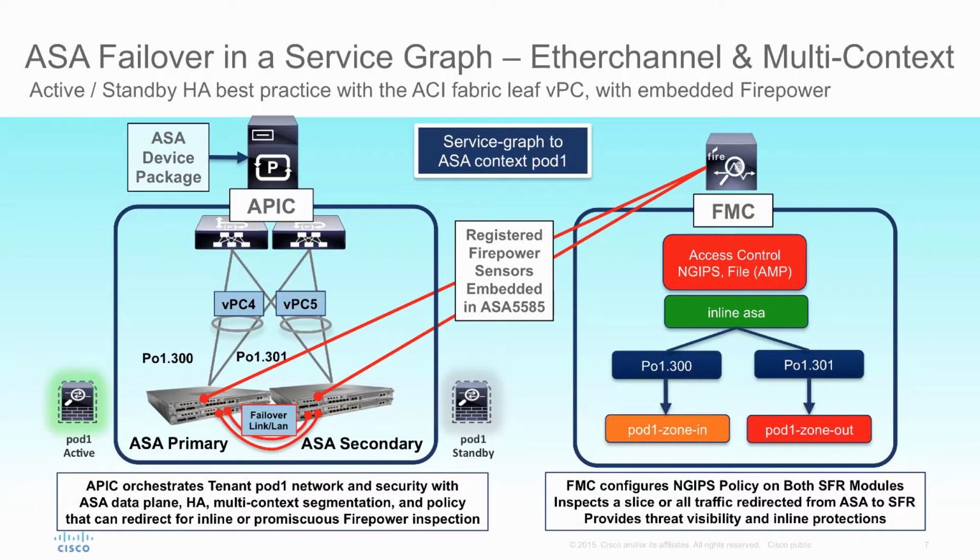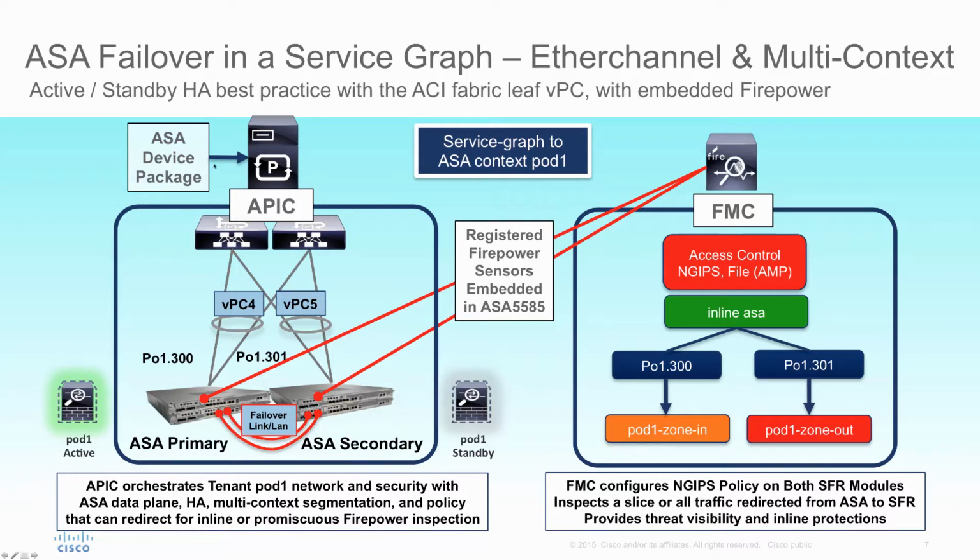So this is a slide that shows you how we insert an ASA and configure ASAs with the fabric on the left, and on the right is how Firepower is configured through its management console that's embedded inside these ASAs. We're showing you here the best practice of high availability, leveraging the VPCs on the ACI fabric and also failover active standby on the ASA side.